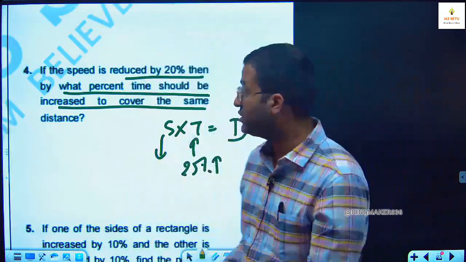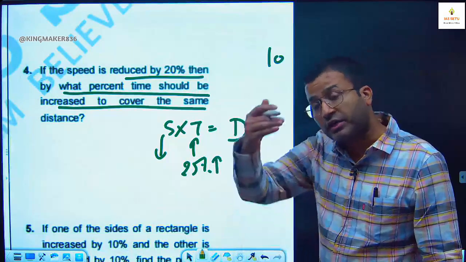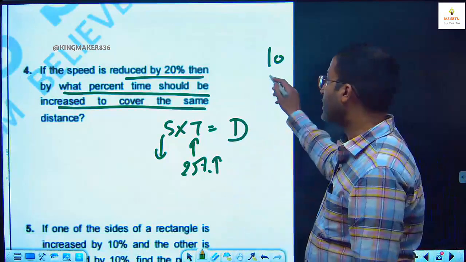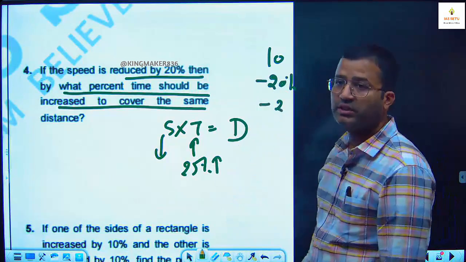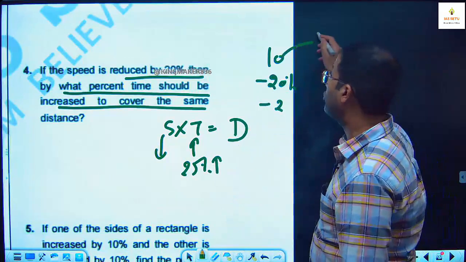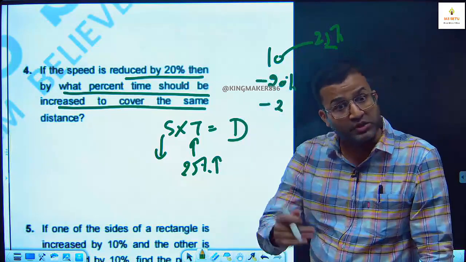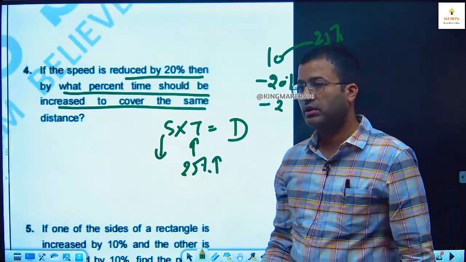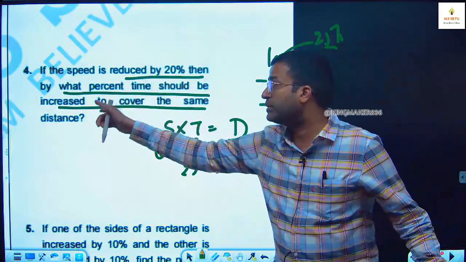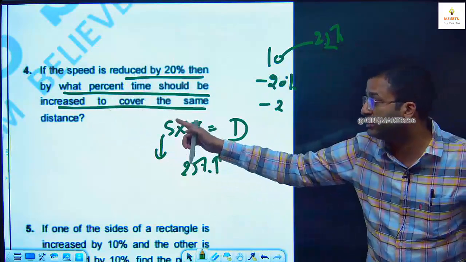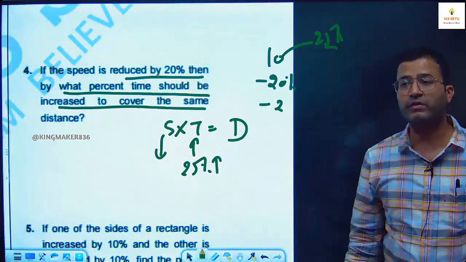अगर मैं एक लेक्चर में 10 क्वेश्चन डिस्कस कर रहा हूं, and if I reduce my speed by 20%, मतलब अगर मैं 2 क्वेश्चन कम डिस्कस कर पा रहा हूं, I need 25% extra time to compensate that. मुझे 25% एक्स्ट्रा टाइम लगेगा. Similarly here, speed is reduced by 20%, then by what percent time should be increased to cover the same distance? 20% decrease compensated by 25% increase.